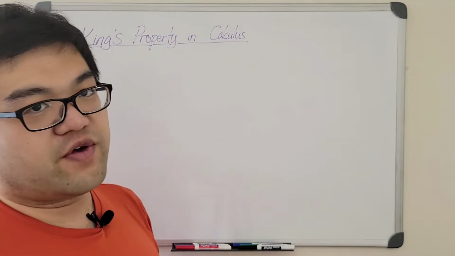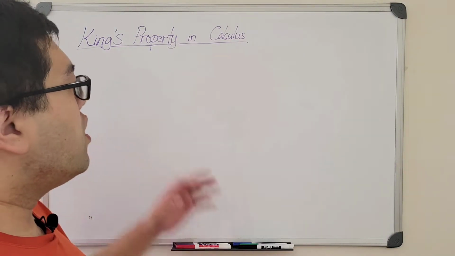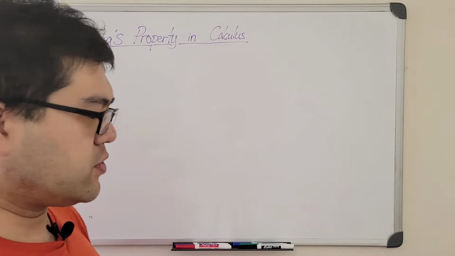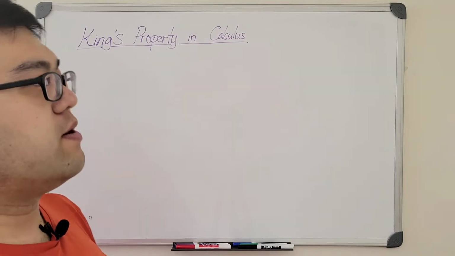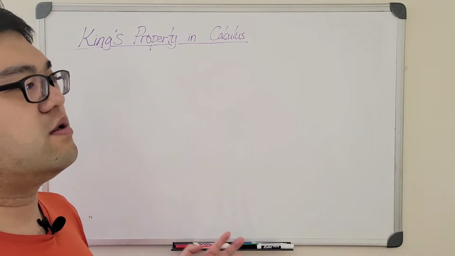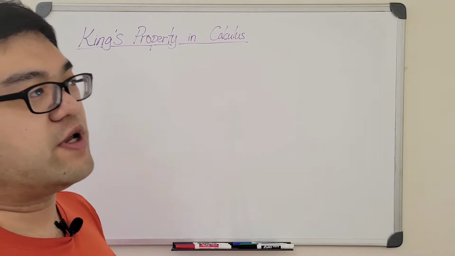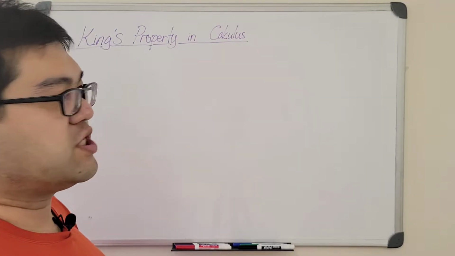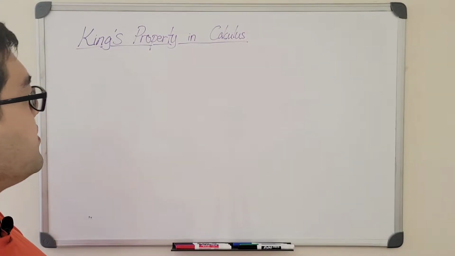Probably most of you have never heard of the name, but you definitely know what it does. So where does this name come from? I have no idea, and I also know that most people would not even use such a name, but there are some countries using this name, such as Japan. They would definitely call it the King's property. What is the King's property?